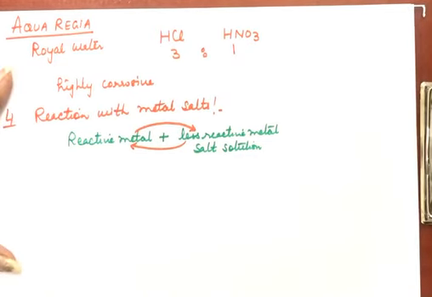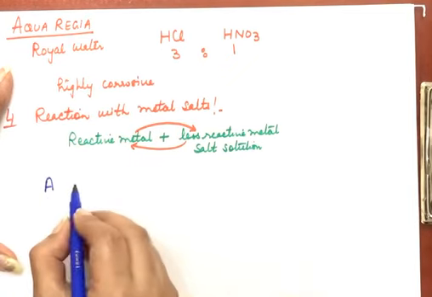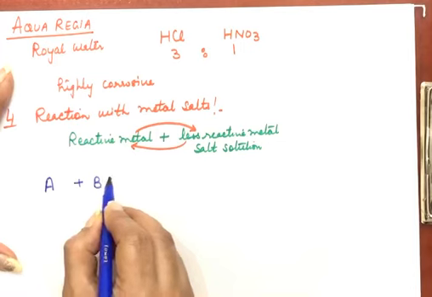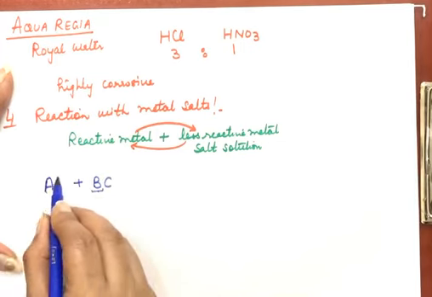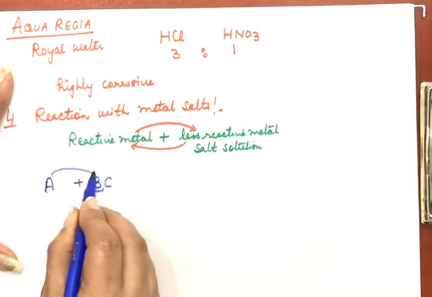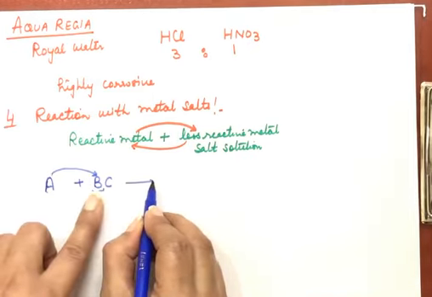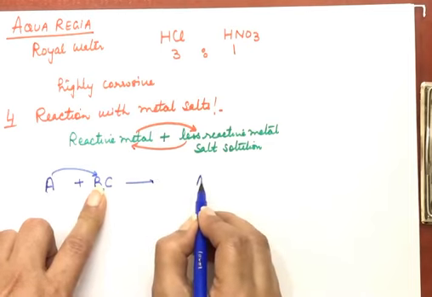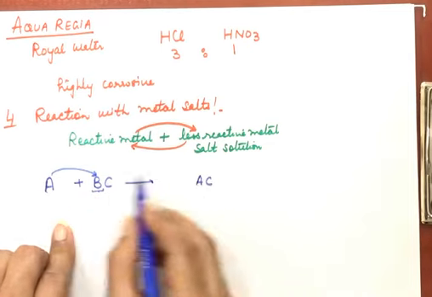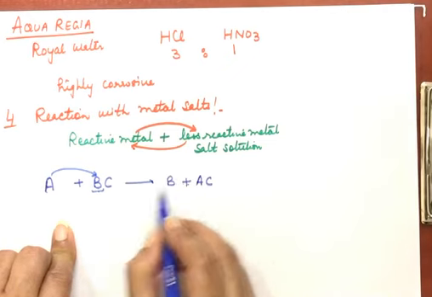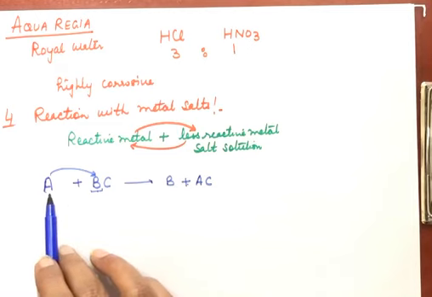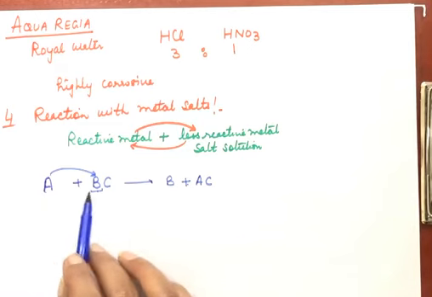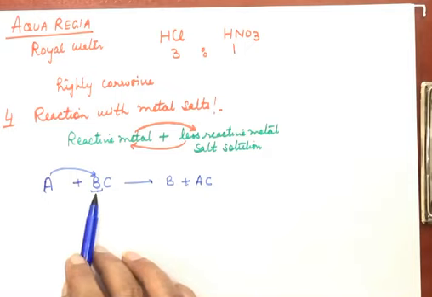For example, say A is a reactive metal and the salt solution is BC. B is a metal here. B is less reactive and A is more reactive. Since A is more reactive, it can displace B and take its place. So this becomes AC, and B comes in place of A, so this becomes B. So this reaction will take place, but remember, for this reaction to take place, the metal that we are taking must be more reactive than the metal in the salt solution.